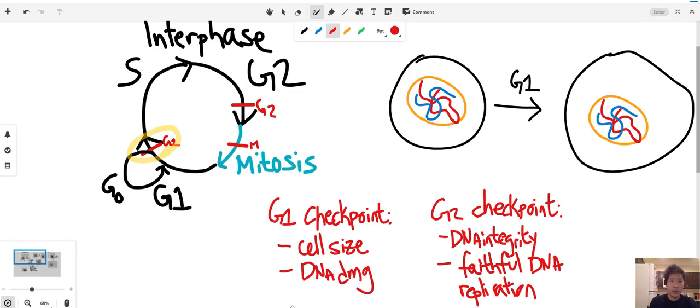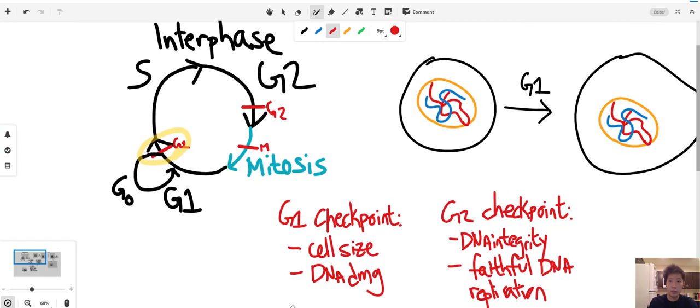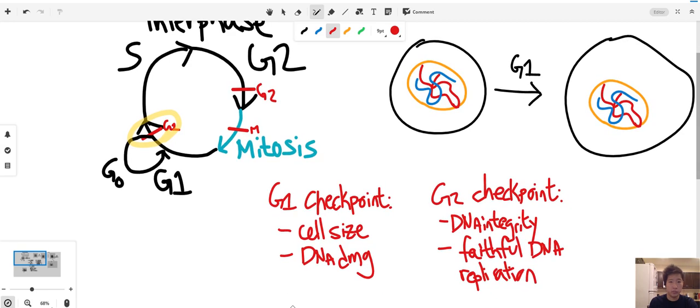So I'll go through mitosis in a separate video. This was just about the cell cycle and how the cell regulates that, and also the checkpoints.